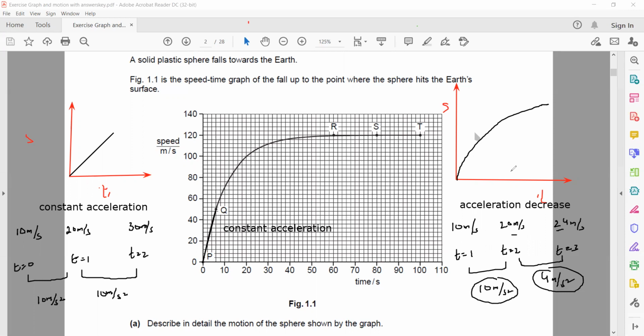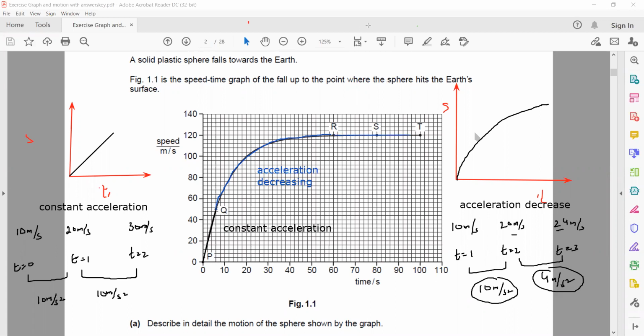So we'll have this graph. You will mention from position Q to position R, the acceleration is decreasing. And from R, S, and T, it's a straight line.